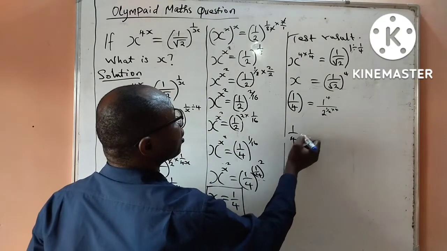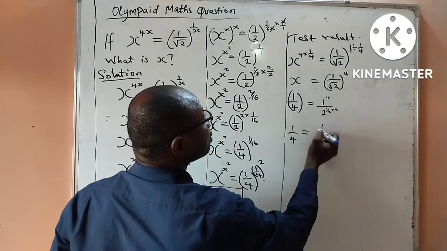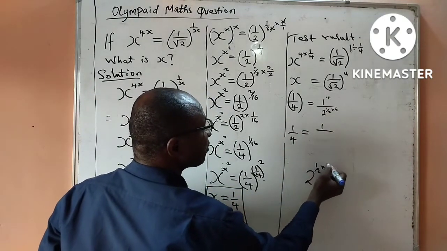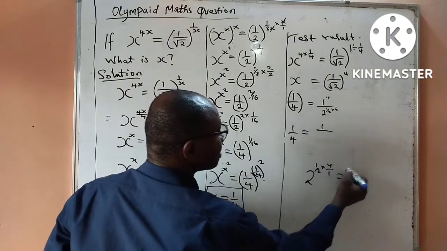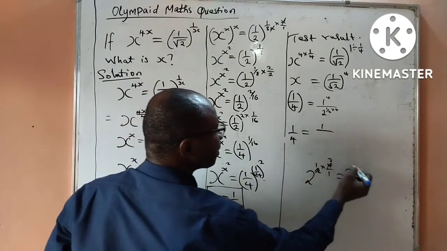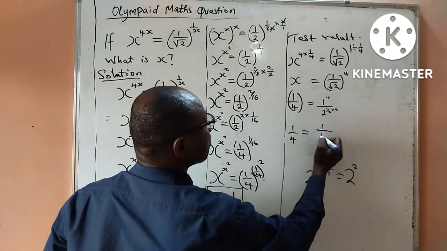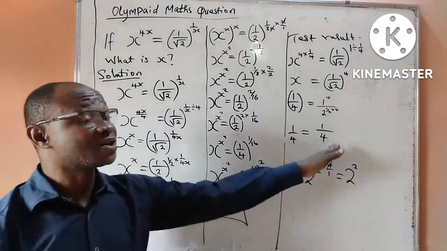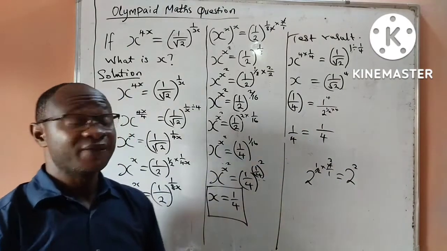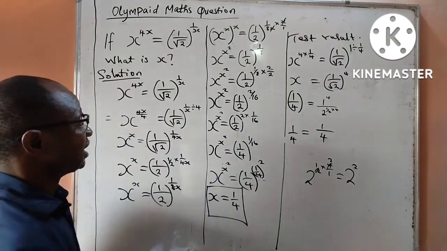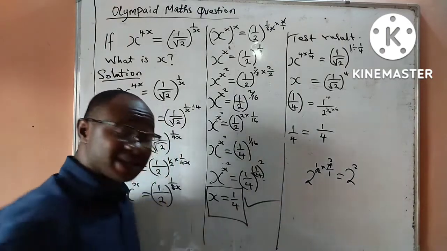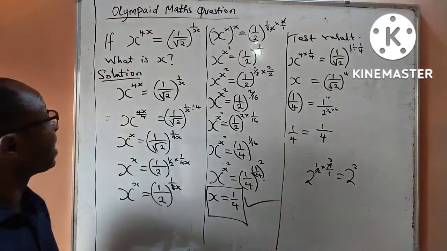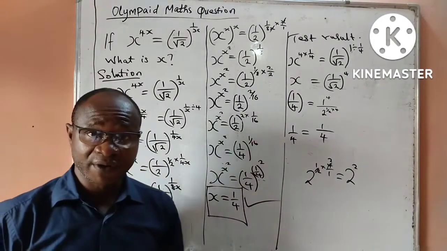So 1 raised to the power 4 is 1. Then here, 2 raised to the power half multiplied by 4 is the same thing as 2. That is, this will cancel this to give me 2 raised to the power 2, which is now equal to 4. Beautiful. We can now say 1 over 4 is equal to 1 over 4. In that case, it will authenticate our answer, proving that our answer is very correct, that the value of x is equal to 1 over 4.